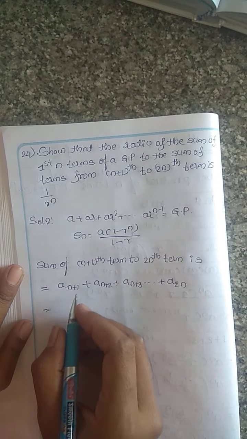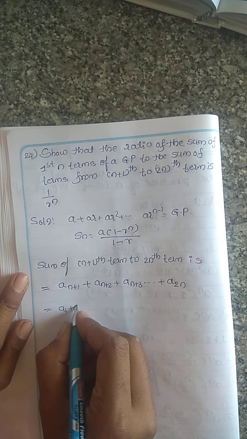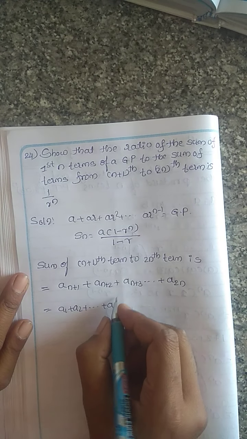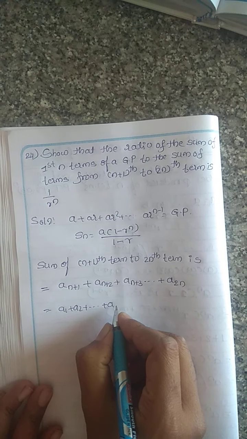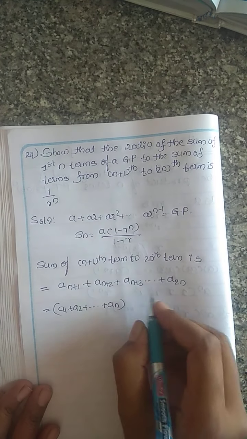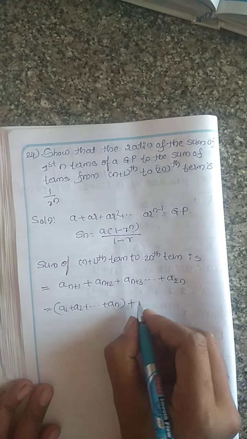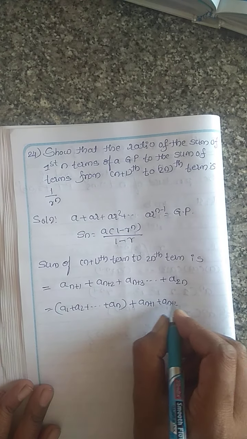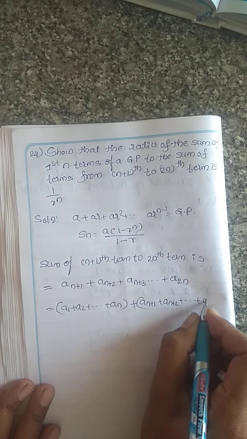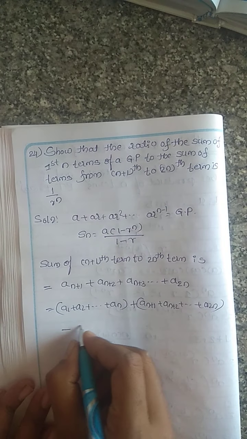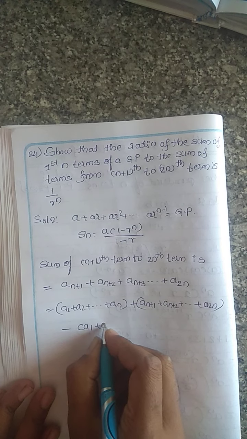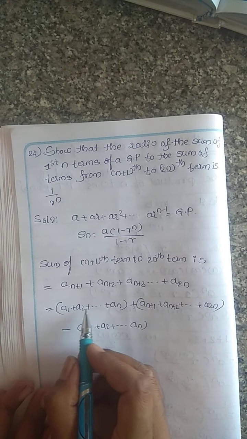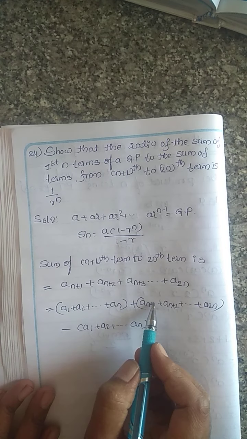So right here this one is a1 plus a2 and so on up to a_n. Next, plus this term as it is, a_(n+1) up to a_2n. Next minus a1 plus a2 plus so on up to an. So these two values will cancel. This term remains as it is.